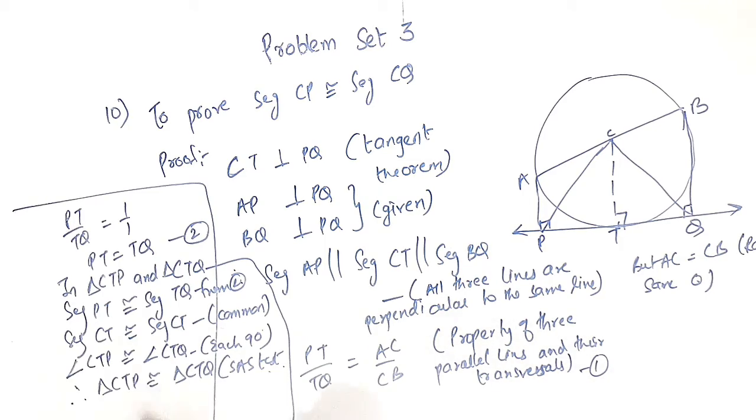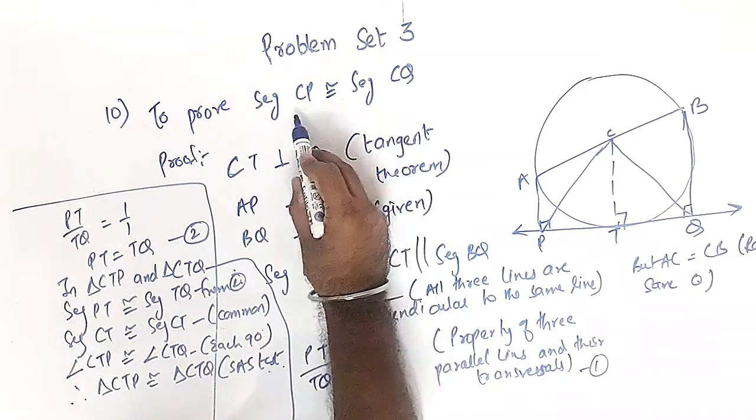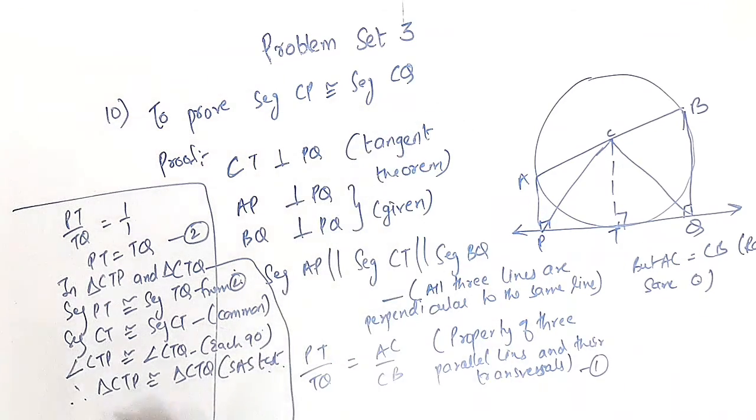Now once you got this, you can immediately write this. Once the triangles are congruent, you can write seg CP is congruent to seg CQ. This is what? CSCT. Seg CP is congruent to seg CQ. This is CSCT. So hence this one is proved.